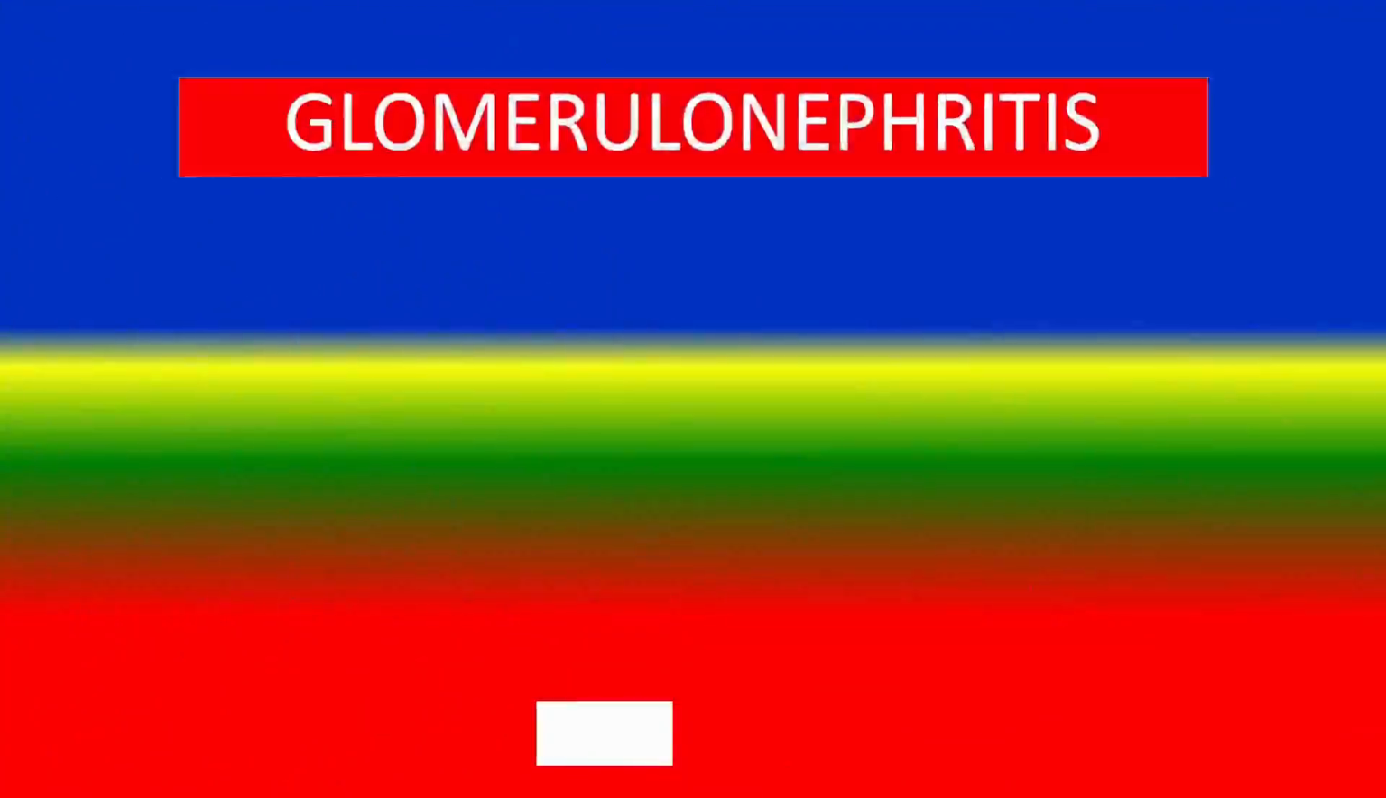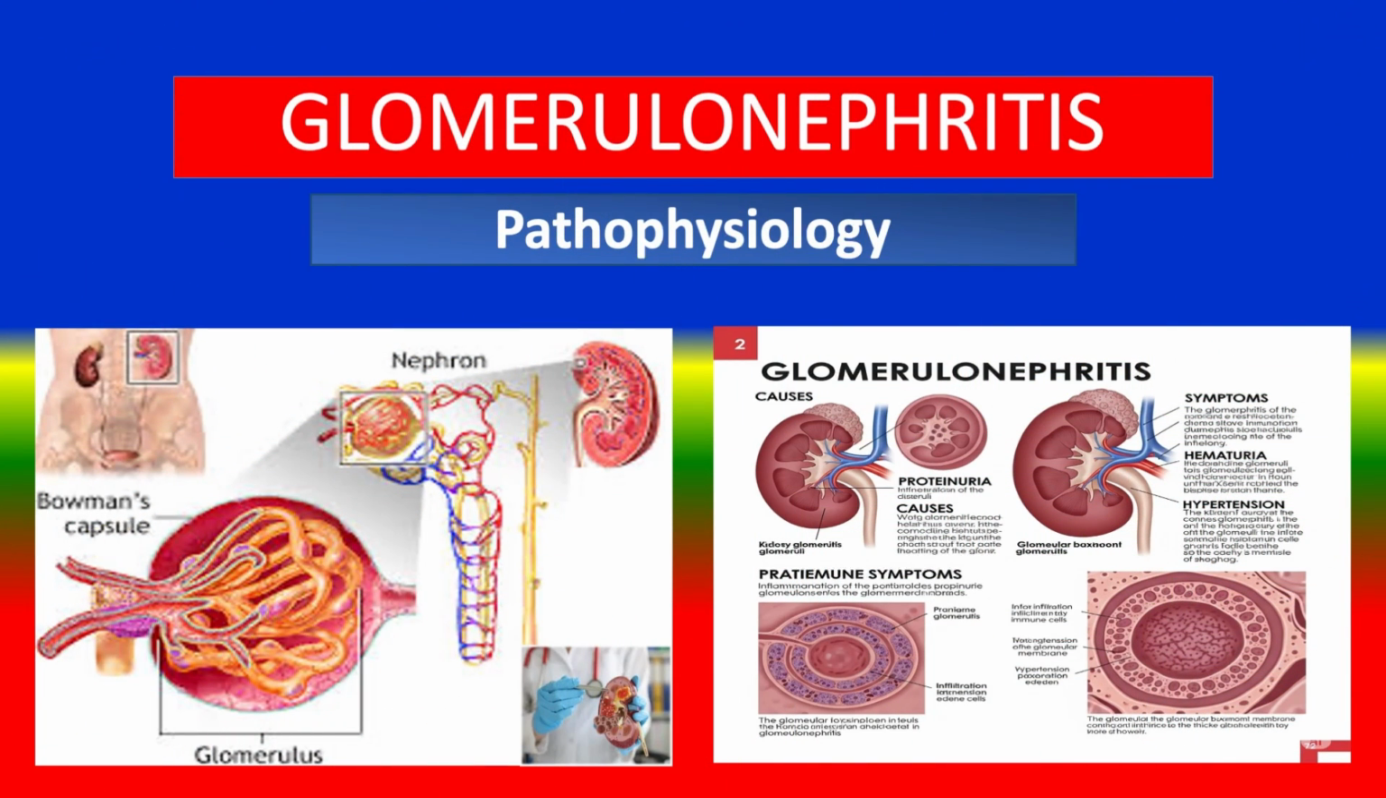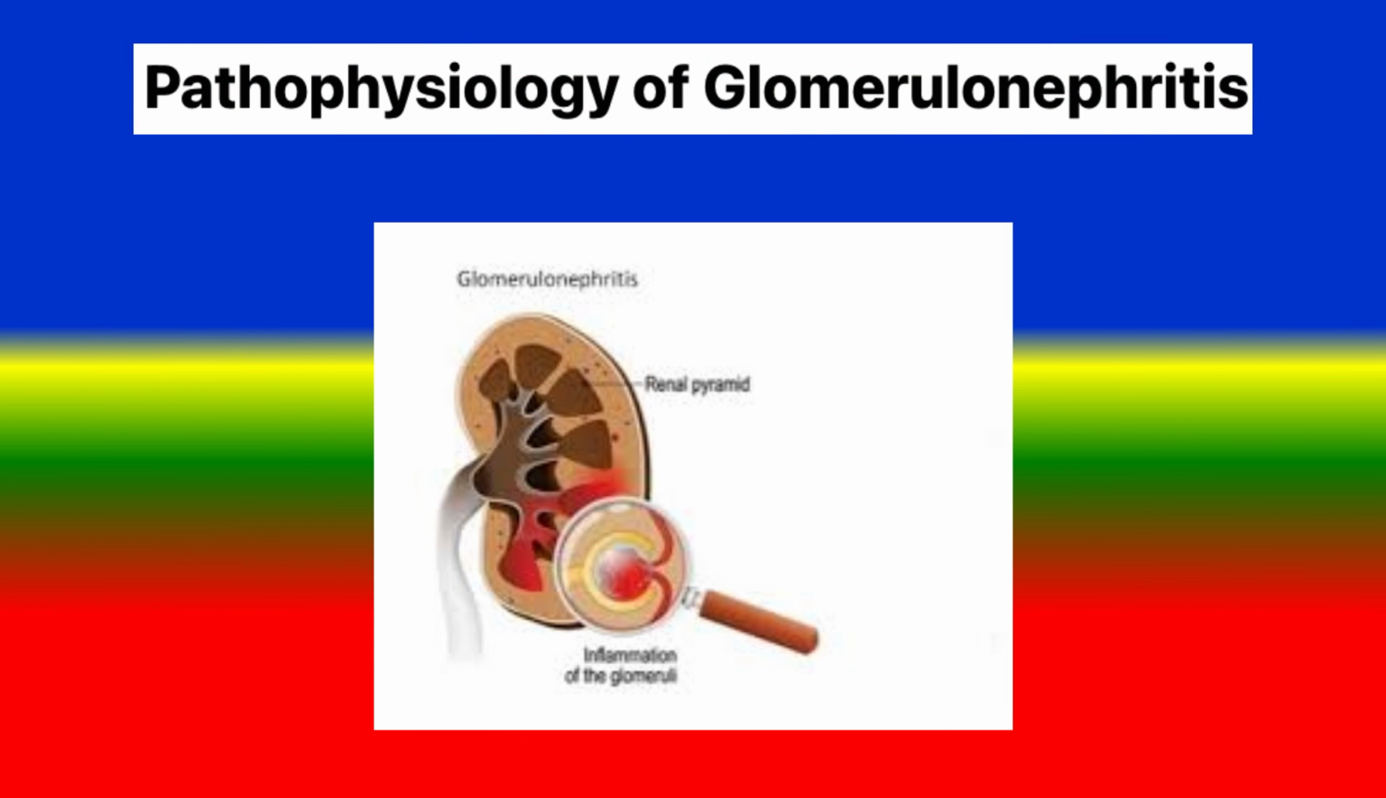Glomerulonephritis, focusing on the pathophysiology step-by-step process, treatment, and prevention. Pathophysiology of glomerulonephritis step-by-step process. 1. Triggering event, infection or autoimmune reaction.